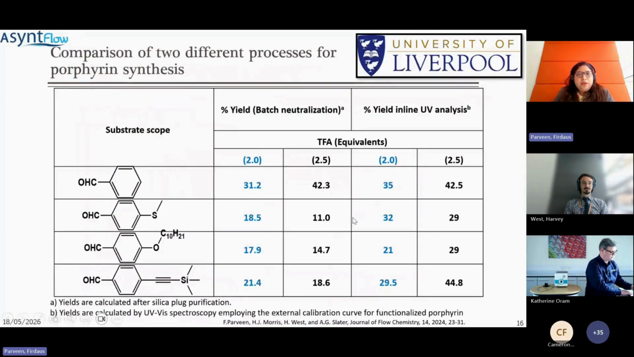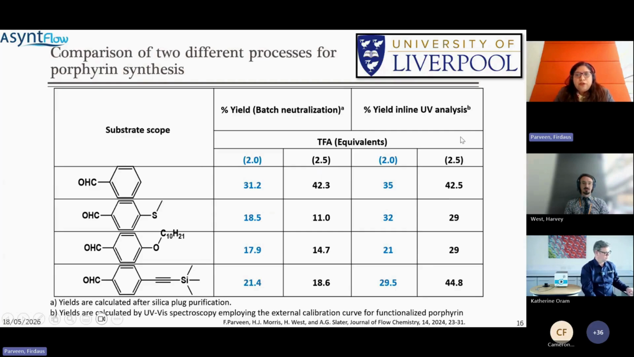So we compared the two processes, batch neutralization and inline UV-Vis analysis. The yields obtained in batch neutralization are absolute yields of the porphyrin. When we did the silica plug purification, we got the compound, dried it and weighed it. These are the yields from batch neutralization, whereas the percentage yields in inline UV analysis are analytical yields. These yields we got from the external calibration curves for each porphyrin.